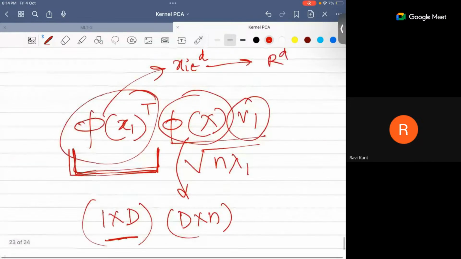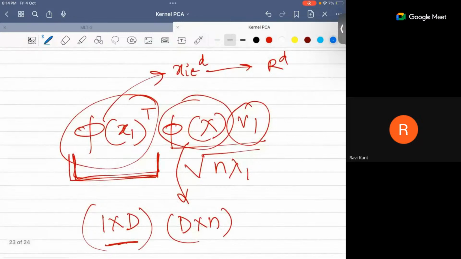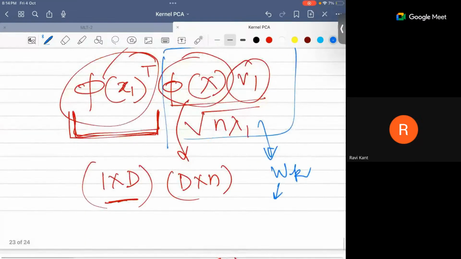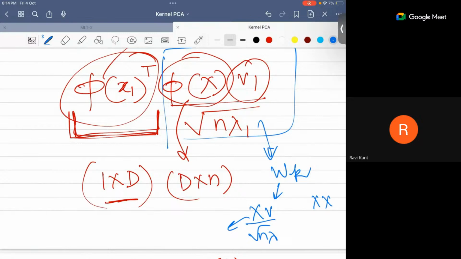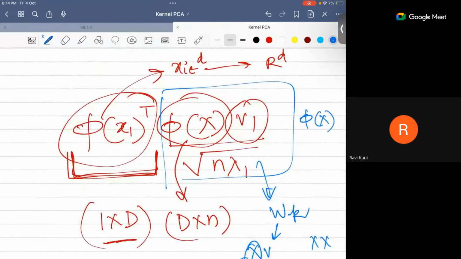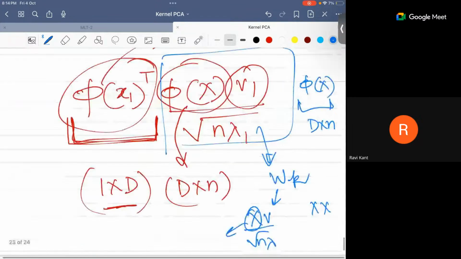If you are getting confused here, this is Wk, right? For our normal x transpose, how do we generally write it? X times V upon root of n lambda. X was the data matrix, right? For this matrix, it will be phi of x. What will be the dimension of this phi of x? Capital D cross n, right?